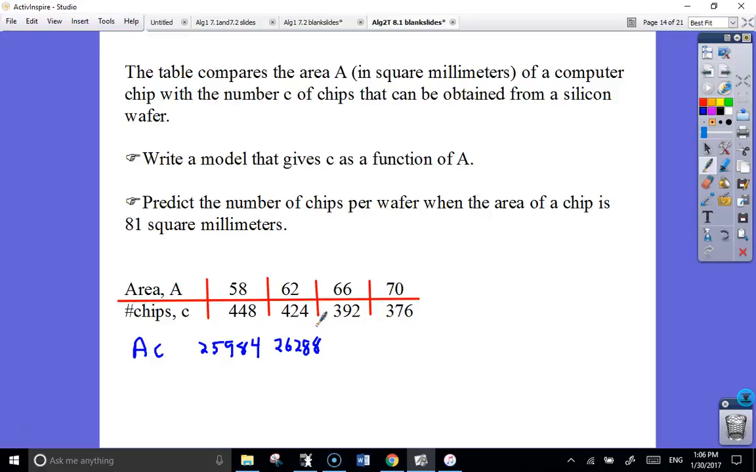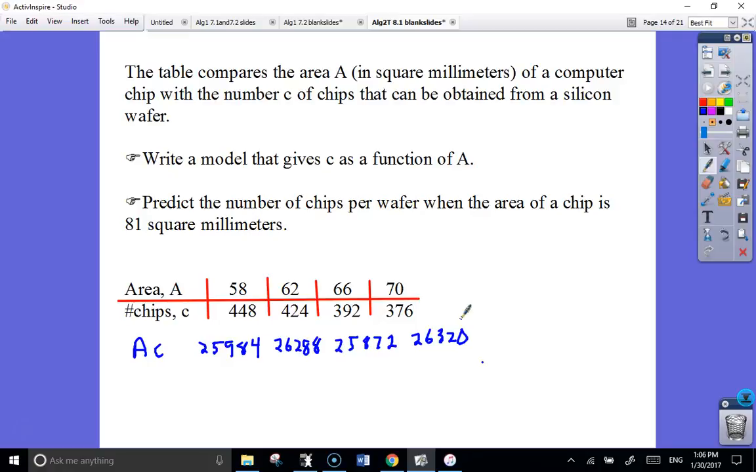What's the next one? 66 times 392. Yeah, 25,872. And the last one would be 70 times 376. 26,320. I mean, they're close enough to say there is an inverse relationship going on. It may not be exact, but that could be, whatever.